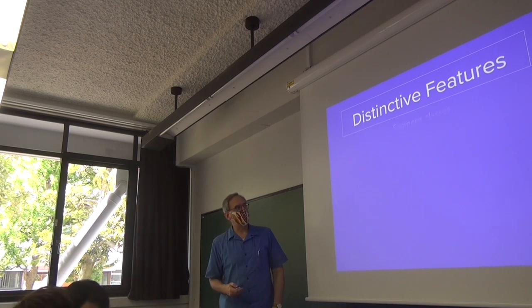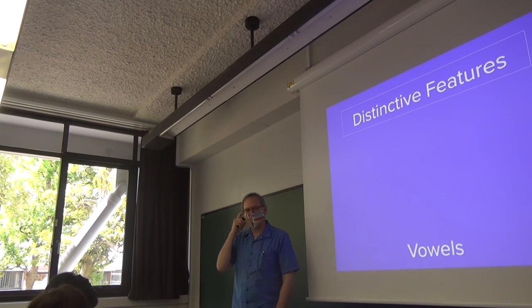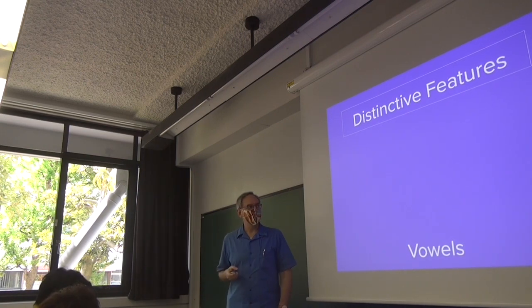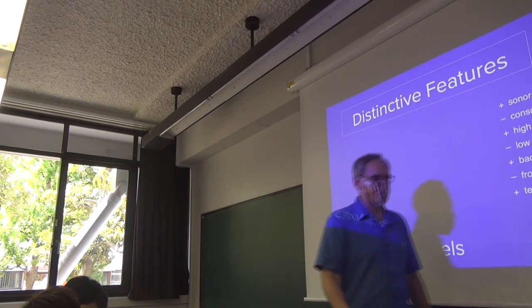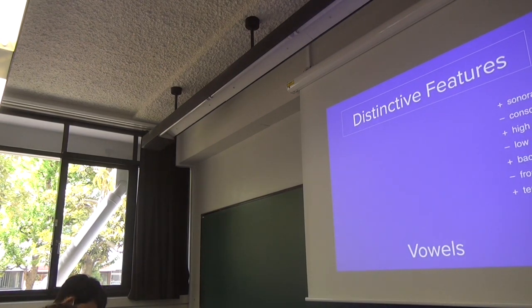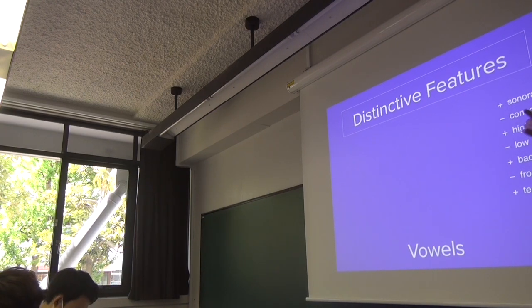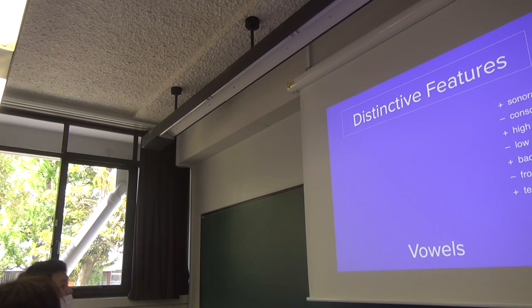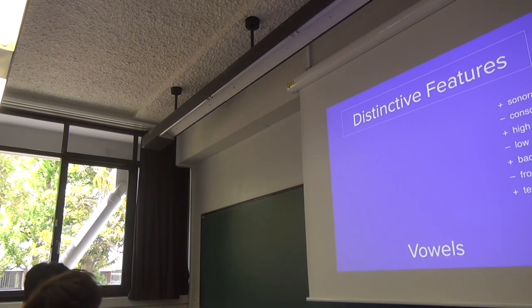Now, we can define individual segments through a combination of feature values. So I'm going to list several features that we've studied. Segments can be sonorant or consonantal because they're major class features. And we've already learned that plus sonorant, minus consonantal will produce either a glide or a vowel. I'm going to go over the vowels, so these will all be plus sonorant, minus consonantal.